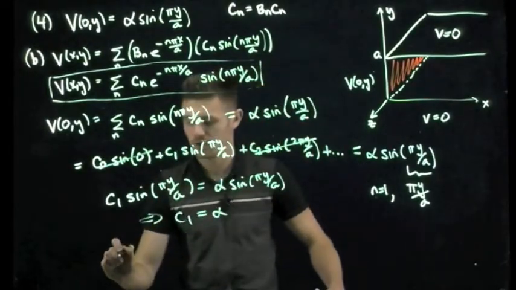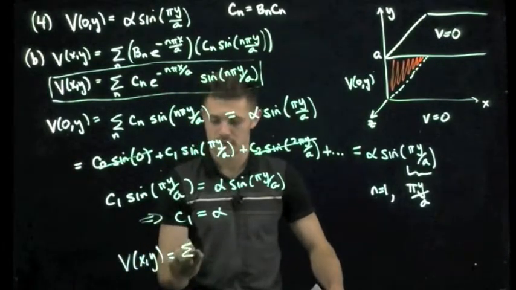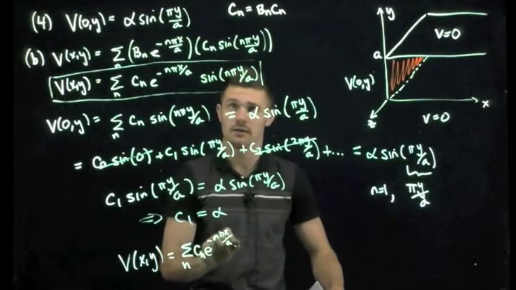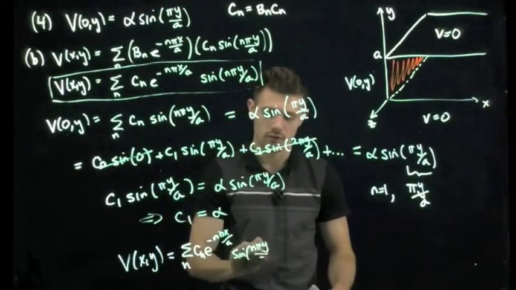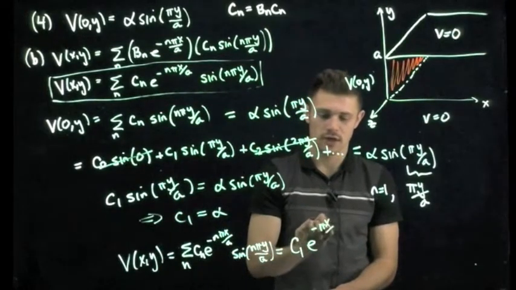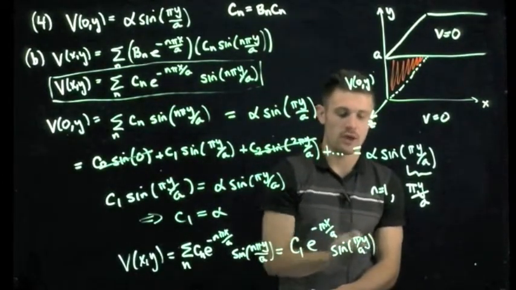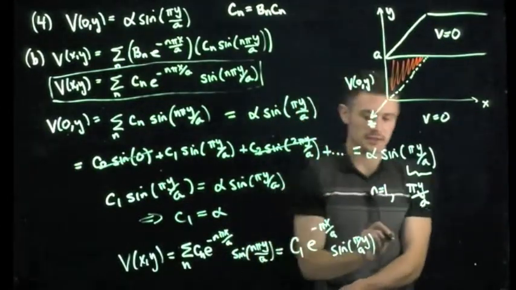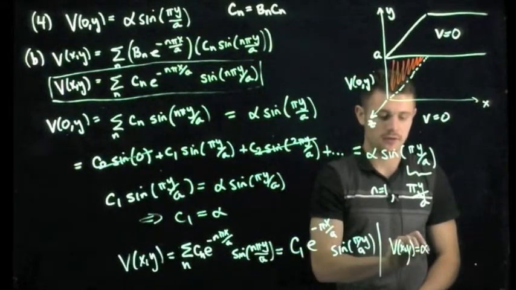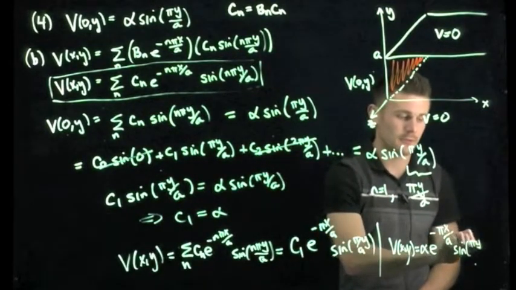So now we go back to our general expression where we only have the c1 term survive, so we only have where n is equal to 1. So we sum over n, cn, e to the negative n pi x over a, sine of n pi y over a. And we only have the c1 term survive, so we have c1 e to the negative pi x over a, sine of pi y over a. And if we know what c1 is, then this gives us our final expression for v of x, y is equal to alpha e to the negative pi x over a, sine of pi y over a.